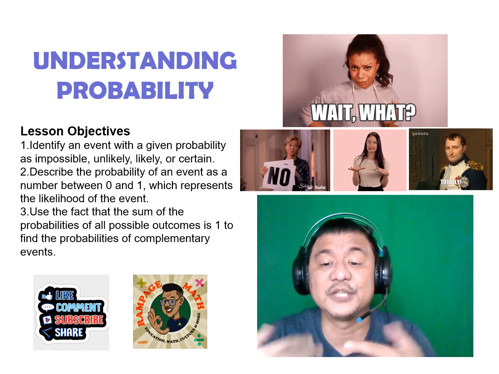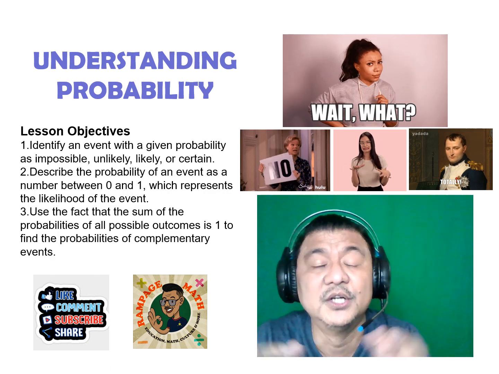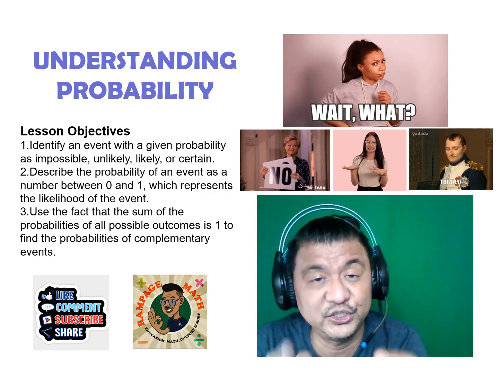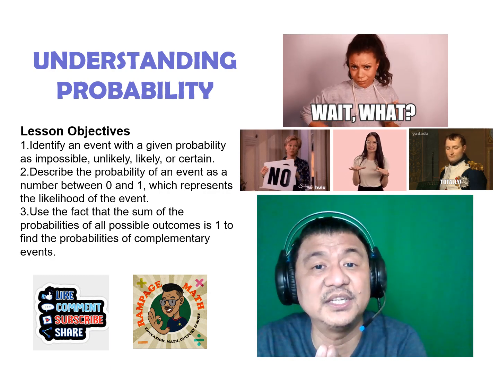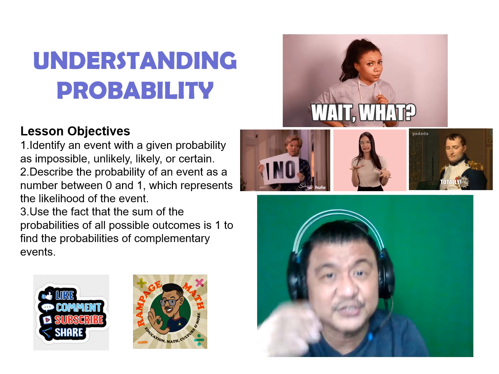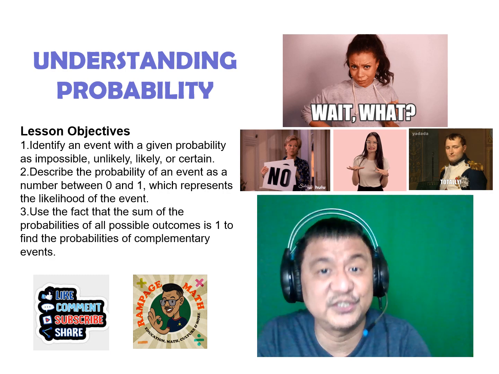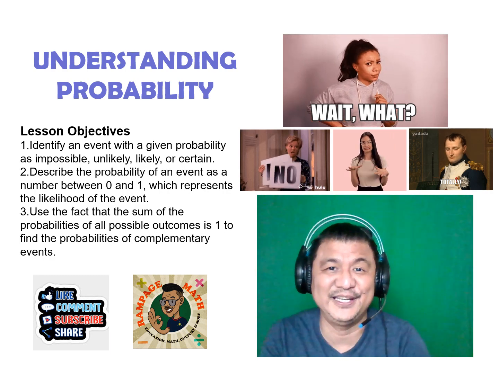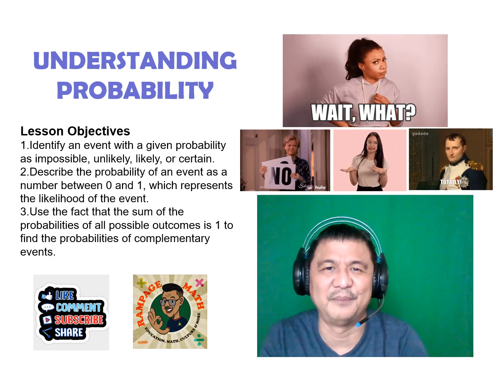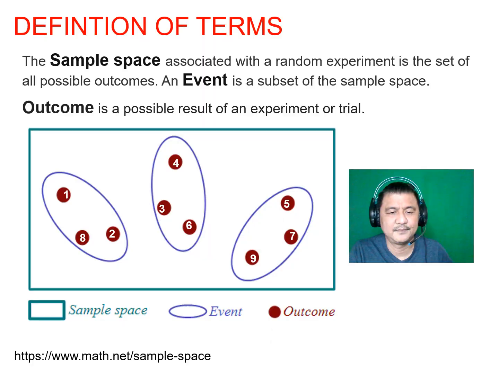See? You could express it in words, but guess what? We can express how certain we are by using numbers. A fraction, a decimal, or a percent will tell you how certain you are. And that's what we're going to learn today. We're going to learn about probability. Here we go. Let's start with definition of terms.